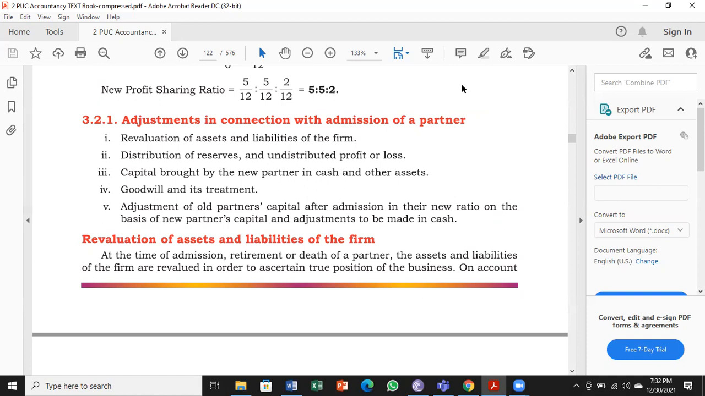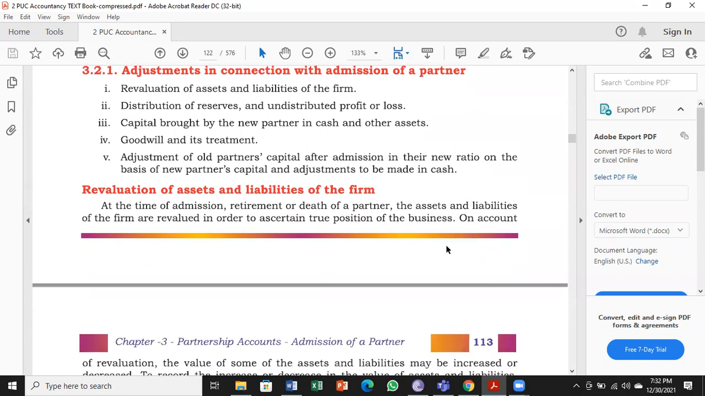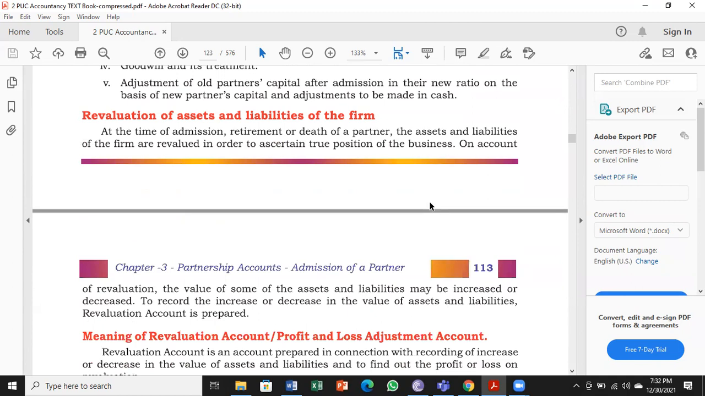Then the goodwill, I'll explain the goodwill part later, separately. What is goodwill, everything I'll explain further. Then adjustment of capitals, why adjustment of capital is required, I'll explain to you. So here, first, as I told you, the revaluation account is prepared to show all the values of assets and liabilities of the firm in special situations. The special situation here is called admission of a partner. It can be retirement of a partner. It can be death of a partner. All are special situations wherein the values of assets and liabilities are revalued.